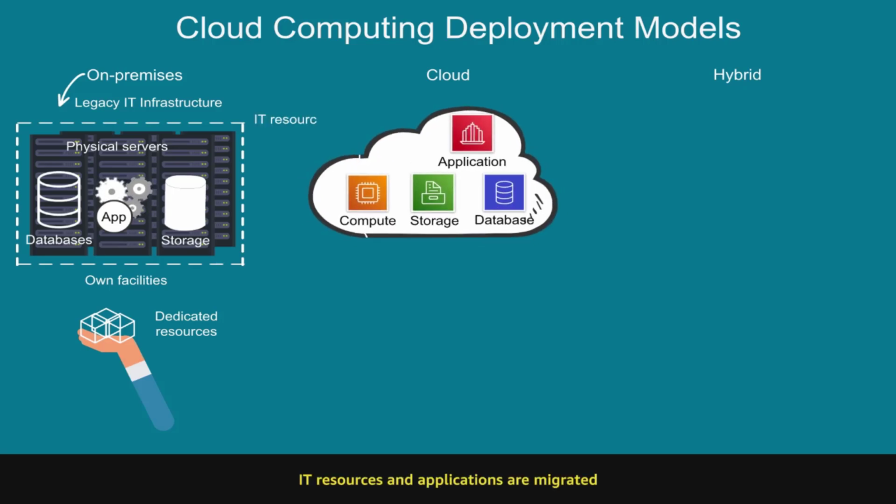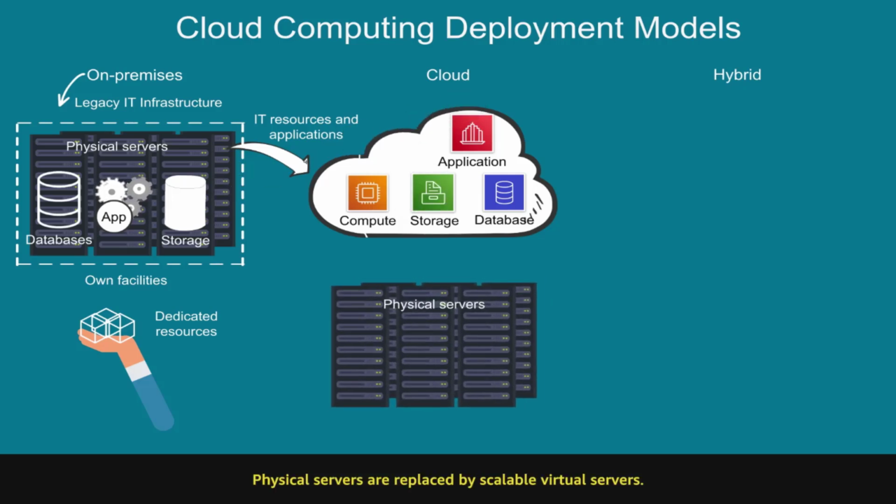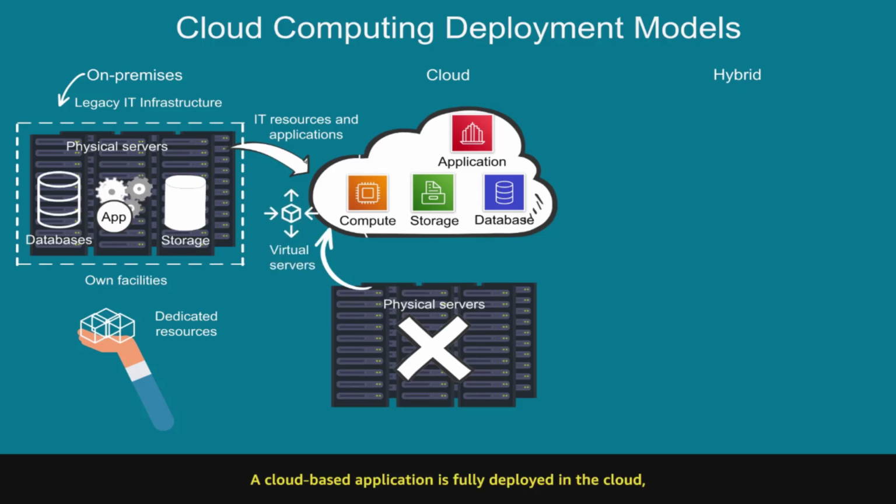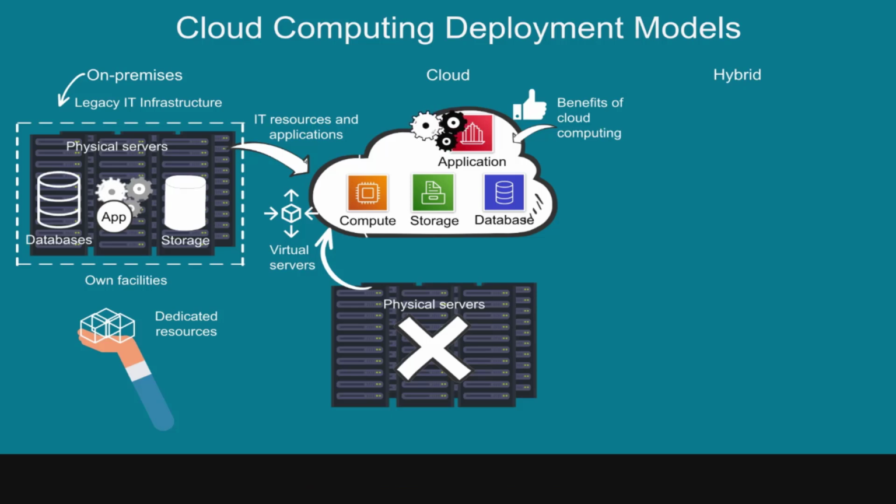Cloud deployment model. In the cloud model, IT resources and applications are migrated from existing infrastructure to the cloud. Physical servers are replaced by scalable virtual servers. A cloud-based application is fully deployed in the cloud and all parts of the application run in the cloud, taking advantage of the benefits of cloud computing.